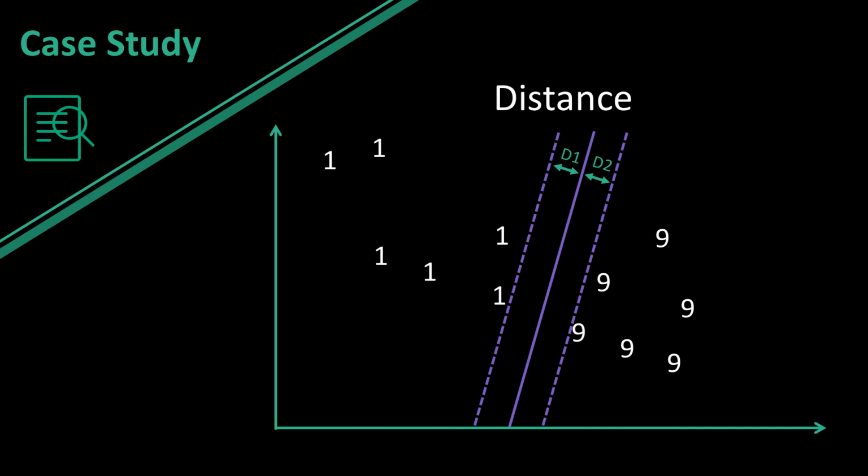Another formal term inside of a support vector machine is the distance. So what we say is that we have a distance 1 and a distance 2. Distance 1 is anything to one side of the hyperplane all the way until we find that first vector, and distance 2 is anything on the other side. So right here, as you can see, distance 1 goes from the hyperplane all the way to our first 1. Distance 2 goes from the hyperplane all the way to that very first 9 that it found.